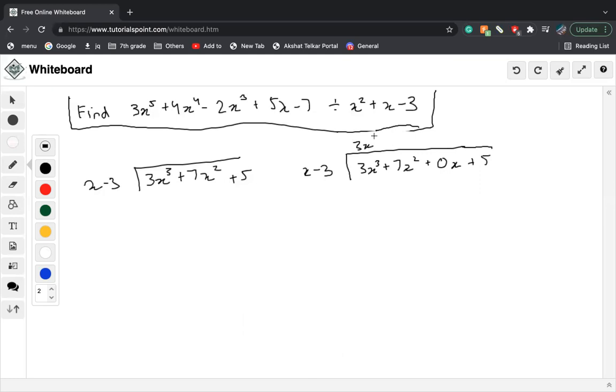That'll be 3x squared. This will give you a 3x cubed and then a 9x squared, right? And this time, whenever you do this division, right, you want to make sure that if this is a negative value, right, and then this is a positive, you want to make sure that everything right here is turned into its negative form.